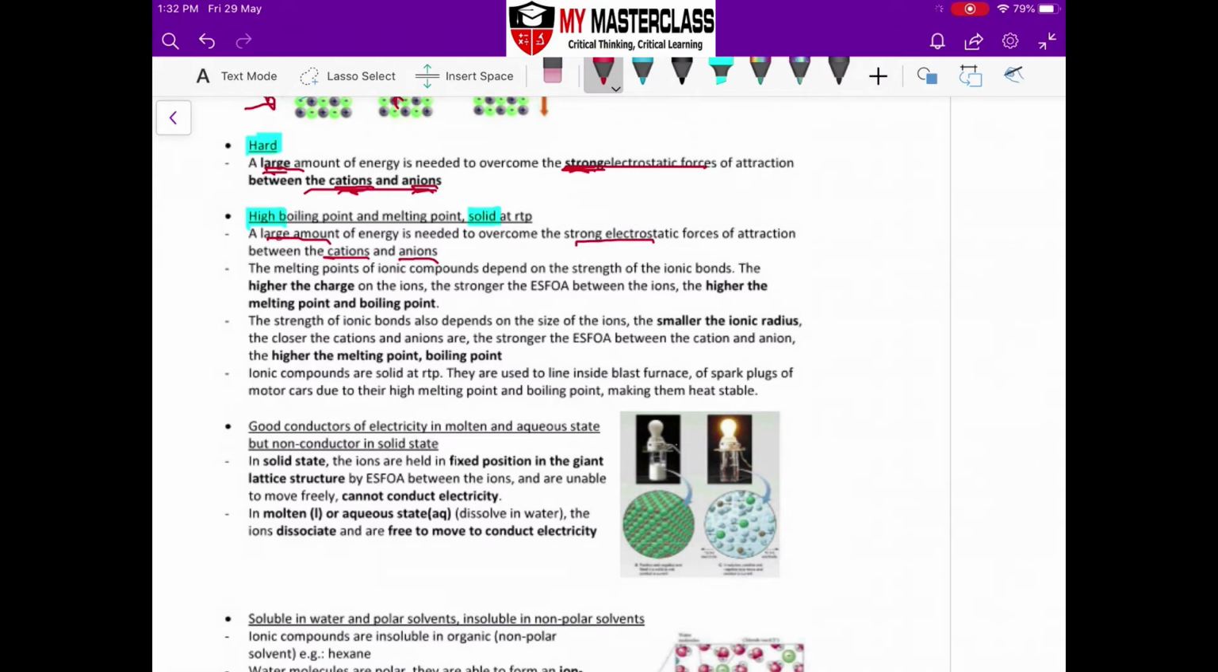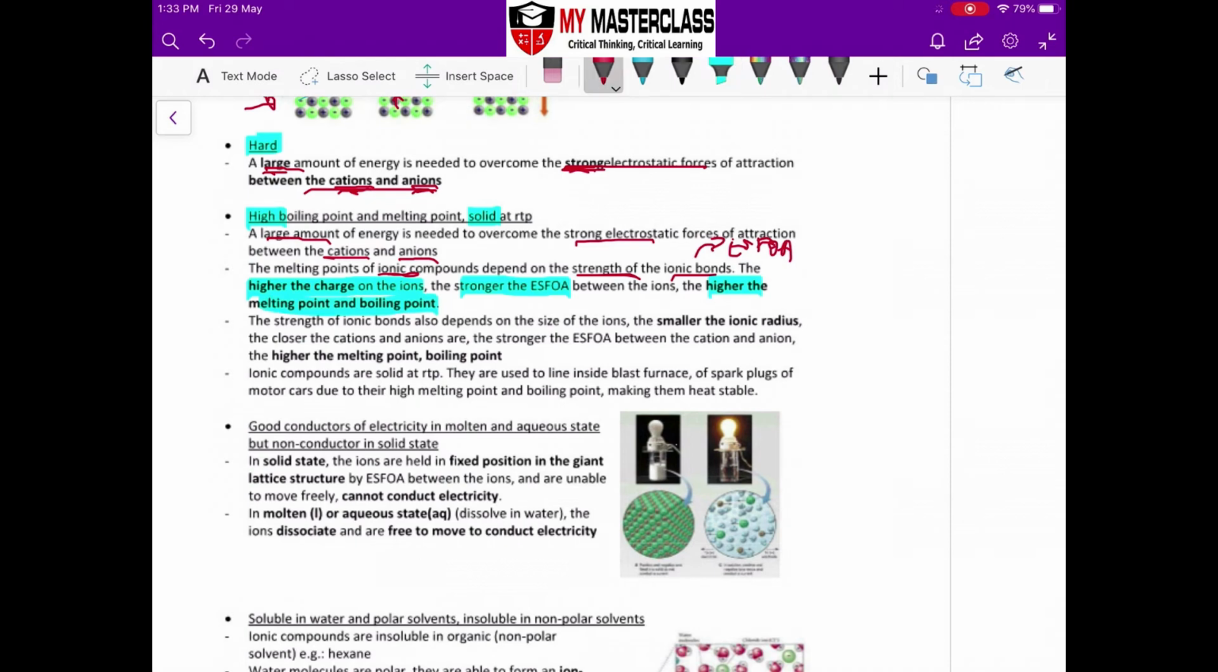The next point that we are going to look at is that the melting points and boiling points of your ionic compounds depend on the strength of the ionic bond. The strength of the ionic bond in this case means the ESFOA, the electrostatic force of attraction between the cations and anions. How strong this attraction is depends on the charge of the ions. So the higher the charge on the ions, the stronger the ESFOA, the higher the melting point and boiling point.